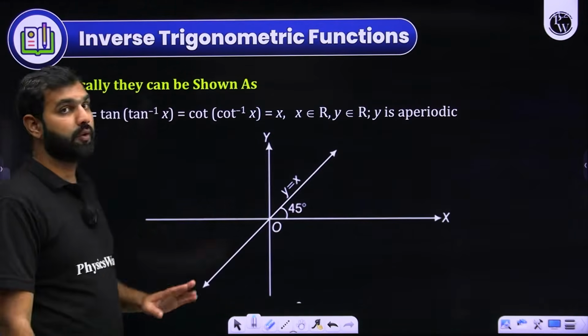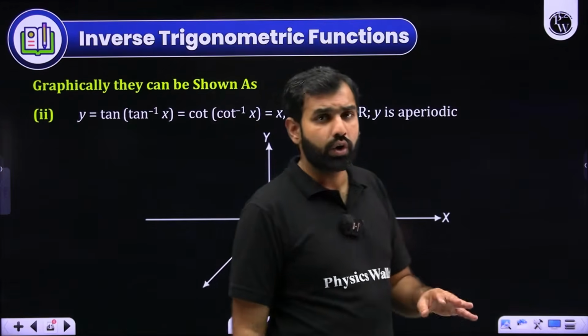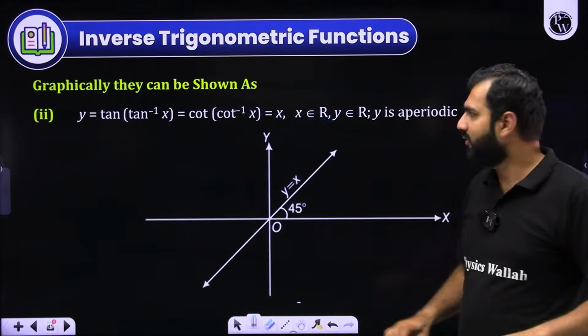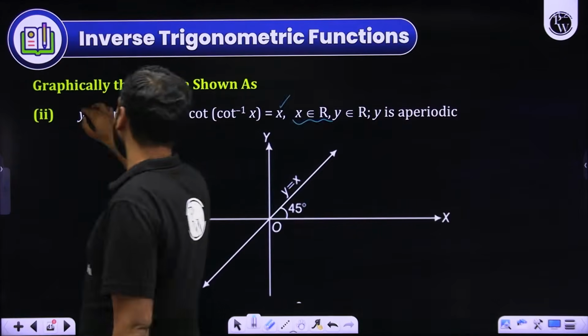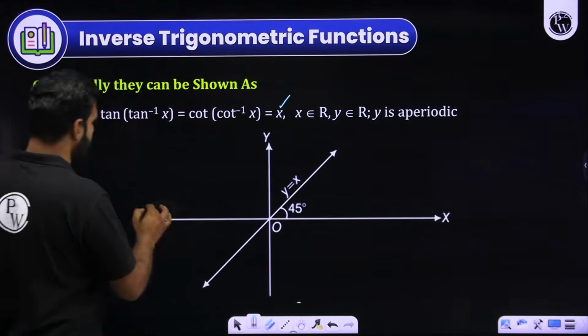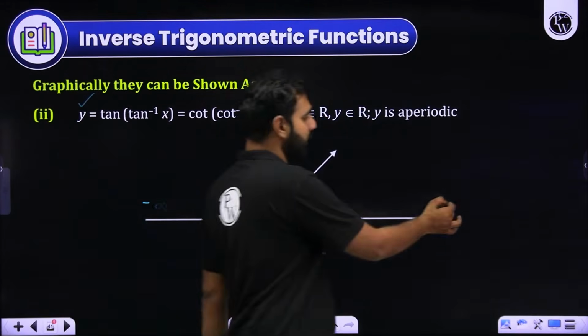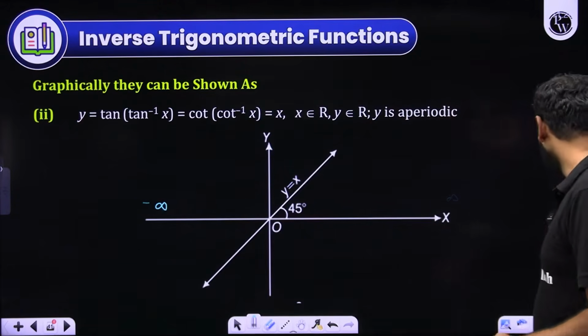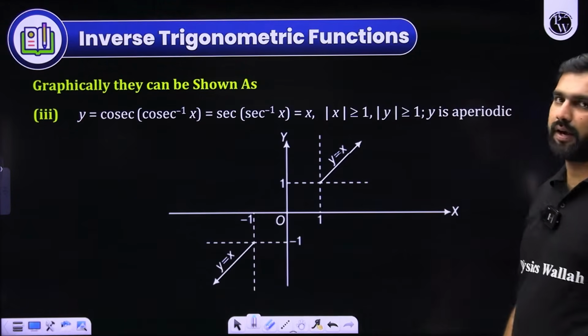But when you talk about tan of tan inverse x or cot of cot inverse x, where we know that x can be any real number, that will still behave as x only, because y equals x. So this will be a straight line from, of course, minus infinity to infinity on both axes, the x-axis and y-axis.